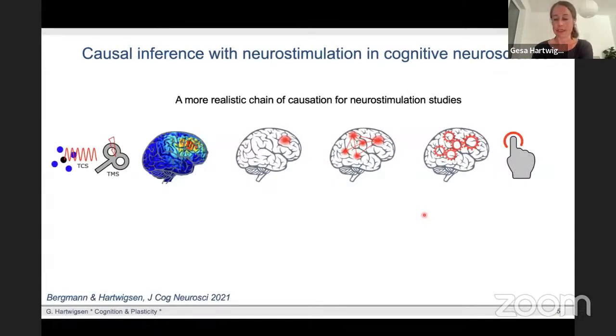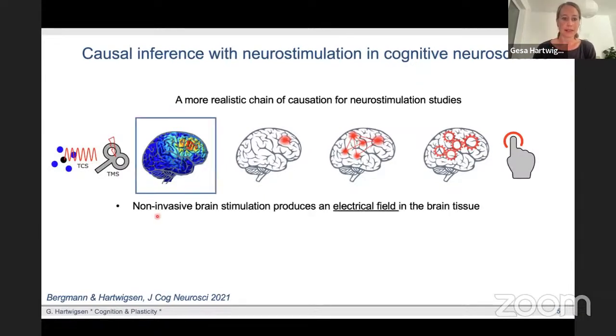Reality is, unfortunately, as usual, a bit more complex. So here you can see a sketch of a more realistic chain of causation for neurostimulation studies. So it all starts with your non-invasive brain stimulation protocol, that could be any NIBS protocol, that induces or produces an electrical field in the underlying brain tissue that you see here.